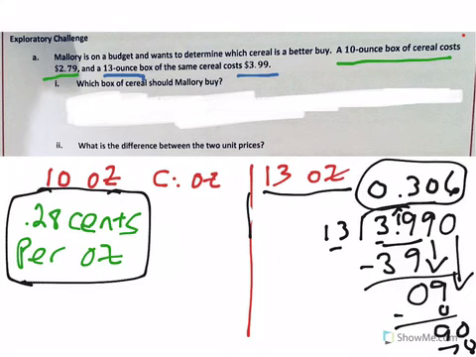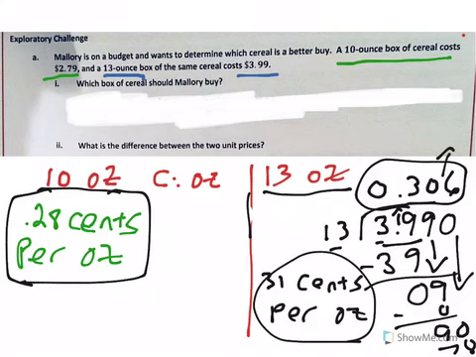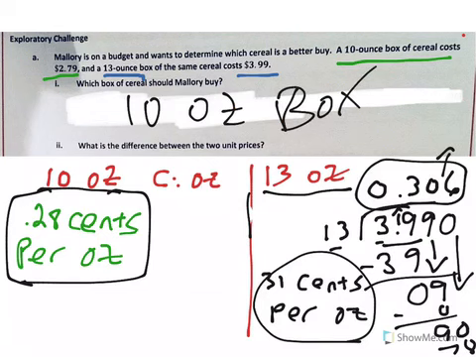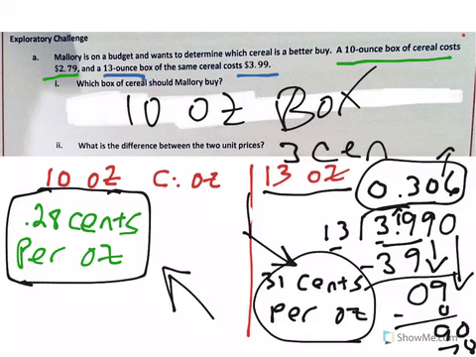But really, I have enough information right here, even though that's not the complete answer, because I know that, again, we're going with cents. So the 6 would round up. So we're looking at 31 cents per ounce. So when it says which one should she buy, if she's looking for the better deal per ounce, she should buy the 10-ounce box because that's the better deal. What is the difference between the two unit prices? Well, 28 cents, 31 cents. It is a 3-cent difference. So you're paying 3 cents more per ounce if you buy the bigger box.